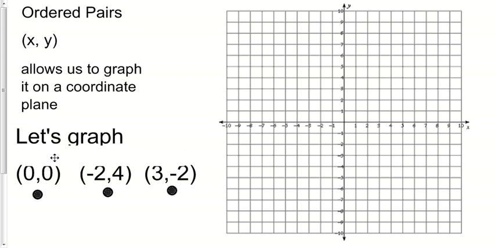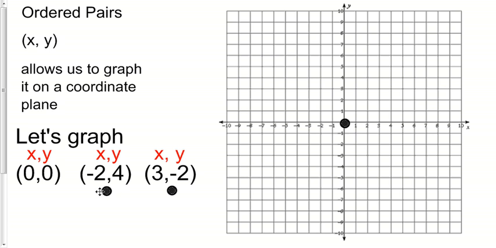So let's graph 0, 0. Remember, each value of an ordered pair, the first value is x, the second value is y. So the first value, the x, we use it to place it on the x-axis, which is 0. Then we compare it to the y value. The y value is 0, so it's already there. Remember, 0, 0 is called the origin. Very important thing to remember.